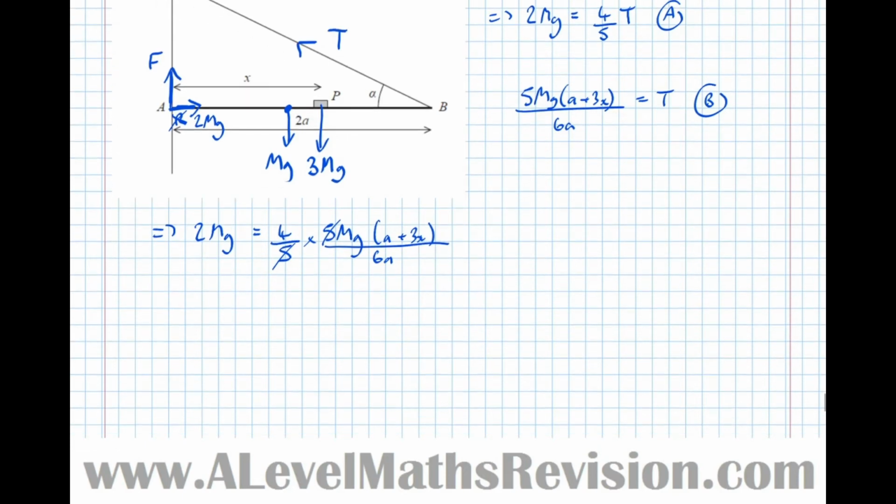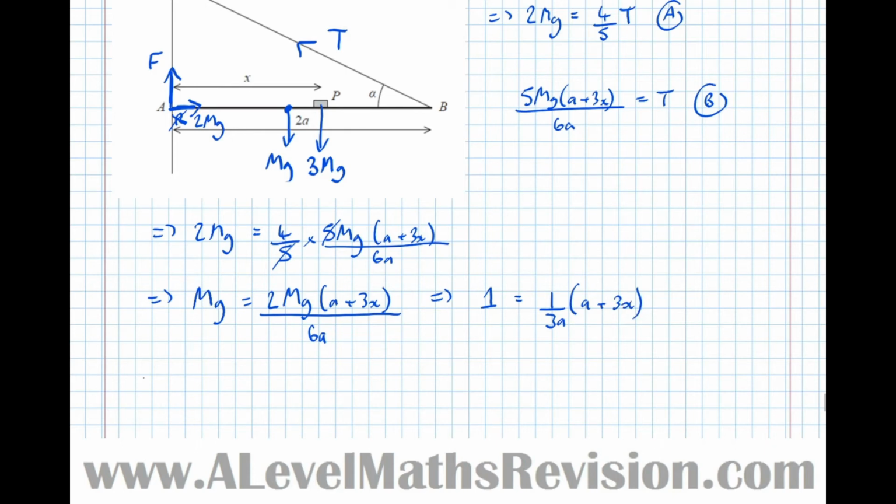So let's divide both sides by 2. We get mg equals, and concentrate on the numerator first, 2mg(A plus 3x) over 6A. Divide both sides by mg. We get 1 equals, and 2/6 becomes 1/3. So 1/3 over 3A, A plus 3x.